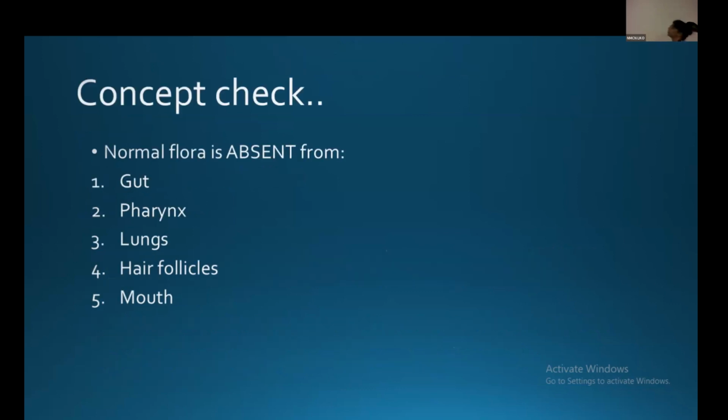So let's go to another question. Normal flora is absent from gut, pharynx, lungs, hair follicles, and mouth. Yes, lungs is right. Gut and pharynx, you don't have any doubt. Mouth, you don't have any doubt. Hair follicles have flora similar to skin, and Propionibacterium is one of the common anaerobes. So lungs, the deep tissues, they are sterile.